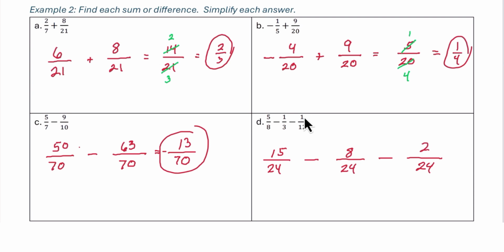Now that we have common denominators, we can do the subtraction. The denominator will stay the same, and we subtract the numerators. So 15 minus 8 is 7, minus 2 is 5. We can't reduce, so we're done. 5/24.